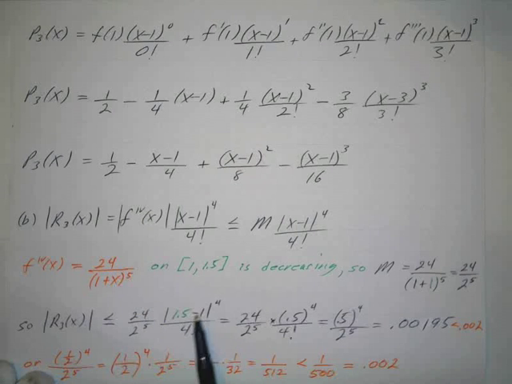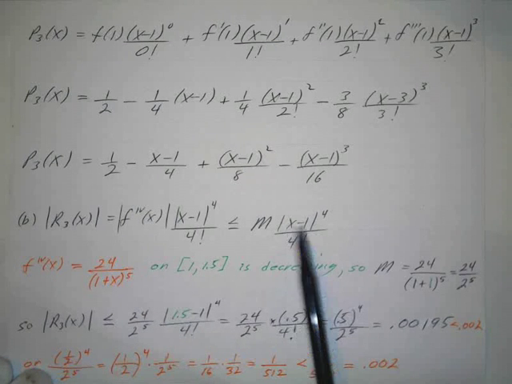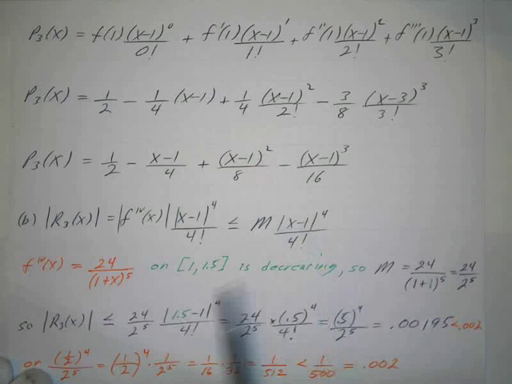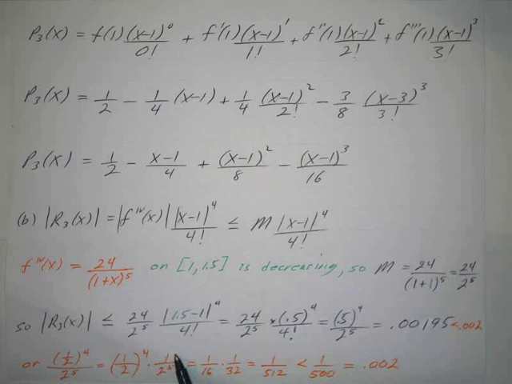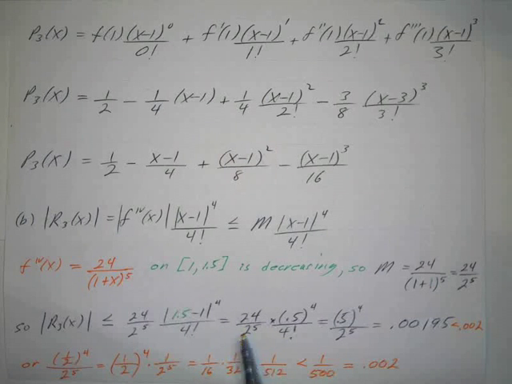So this is my error. It's going to be less than this, this is my m. And then I want to maximize this. This will be easy to maximize. X minus 1 is going to be maximized at 1.5 minus 1. Definitely not 1 because that would be 0. So 1.5, that's going to be maximized there. At 1.5, so 1.5 minus 1 is 0.5, so this is what we have. And then we can simplify this.